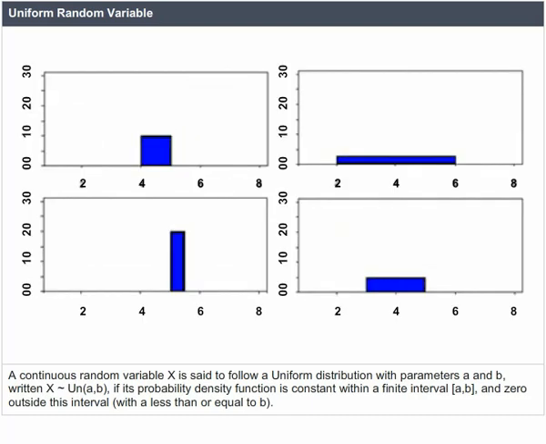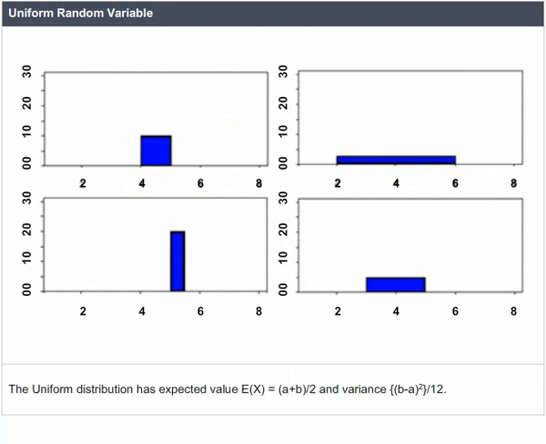A continuous random variable X is said to follow a uniform distribution with parameters a and b, written X follows uniform distribution of a comma b, if its probability density function is constant within a finite interval, the closed interval a comma b, and 0 outside this interval, with a less than or equal to b. The uniform distribution has expected value E of X equal to a plus b by 2 and variance b minus a whole squared divided by 12.